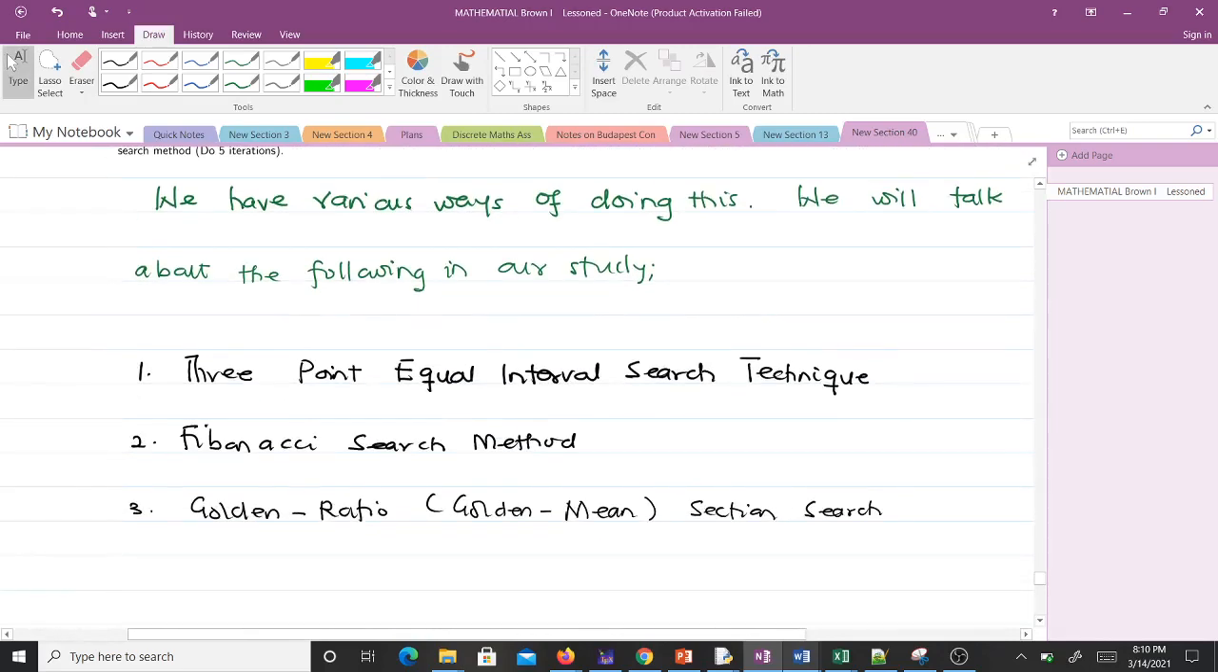So we have various ways of doing this, and we will talk about the following in our study: the 3-point equal interval search technique, the Fibonacci search method, and the golden ratio or golden mean section search. But in this video, we will talk about the 3-point equal interval search technique.